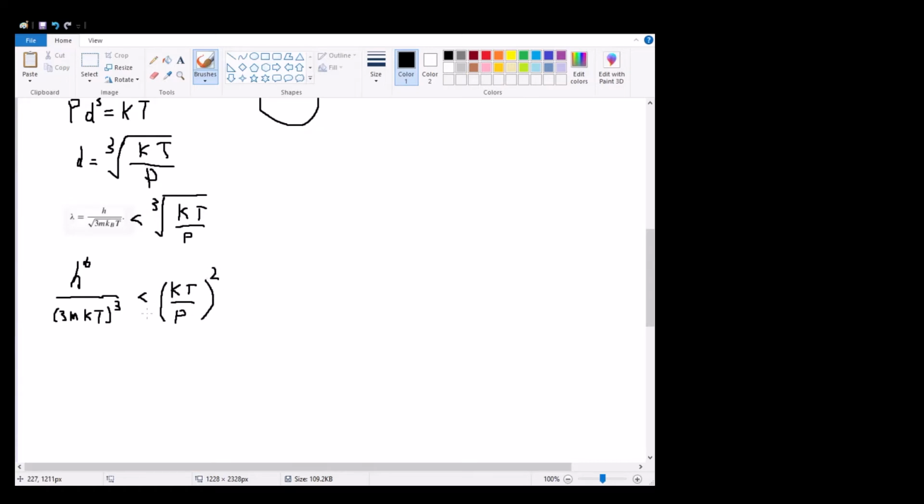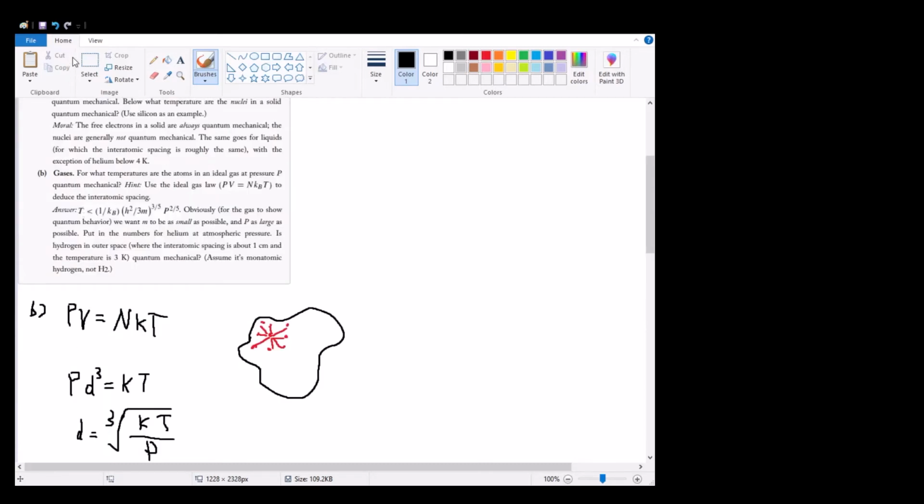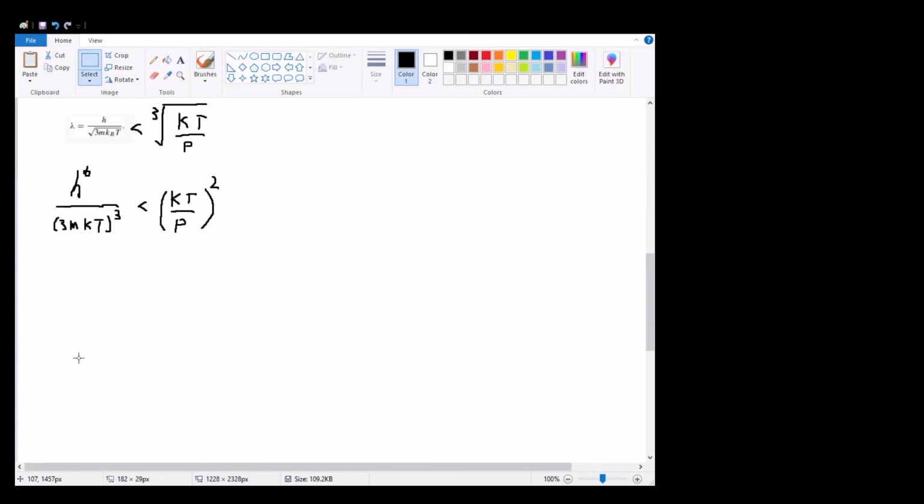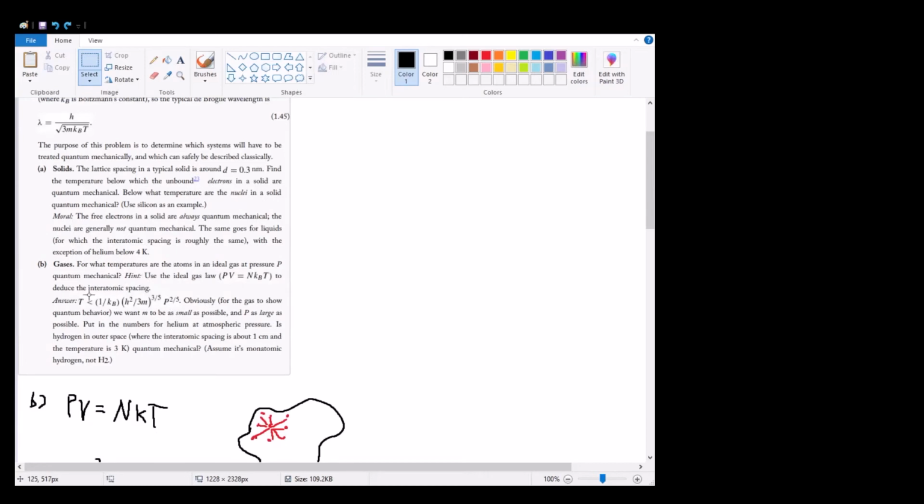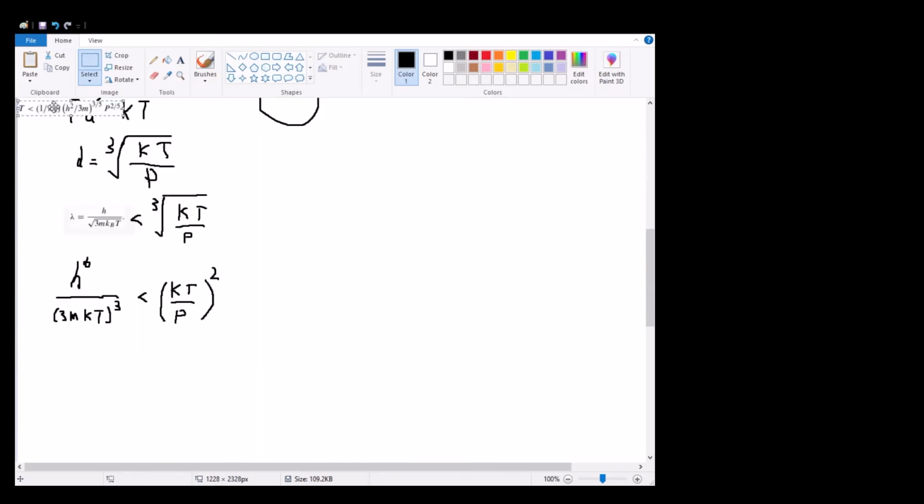And from here, we just have to isolate T, and indeed, if we go through this whole thing, we get the answer that Griffiths expects of us, which is that T is going to be less than this big, messy expression right here. Let me take this and move it down here, and this is our resulting answer.